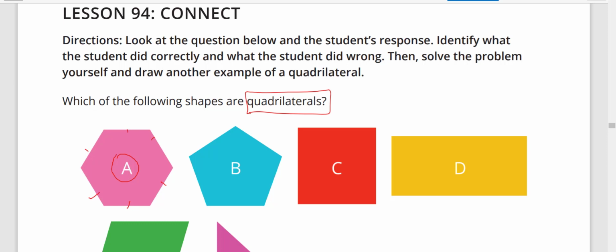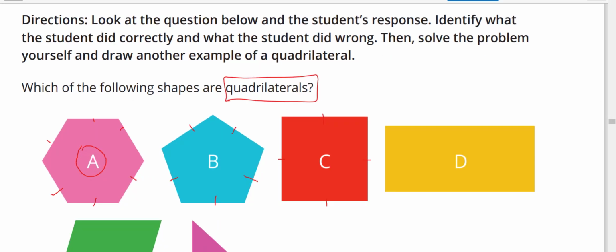It is a hexagon. And this one has 1, 2, 3, 4, 5. It's a pentagon. It has 5 sides and 5 vertices. It isn't a quadrilateral. This one, a square, has 4 sides and 4 vertices, so it is a quadrilateral shape. This is a rectangle. The rectangle has 4 sides and 4 vertices, so it is a quadrilateral shape.